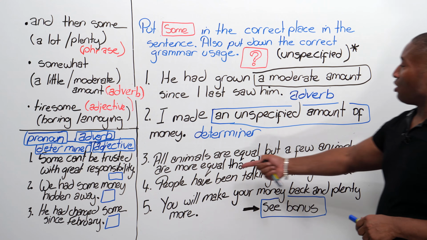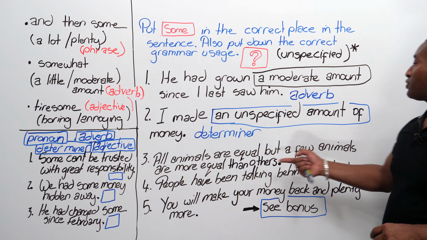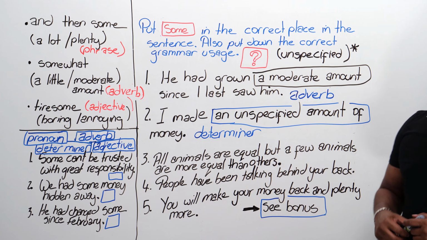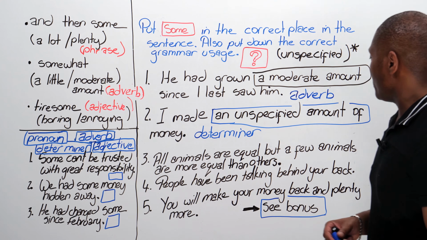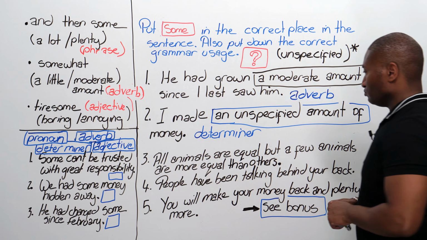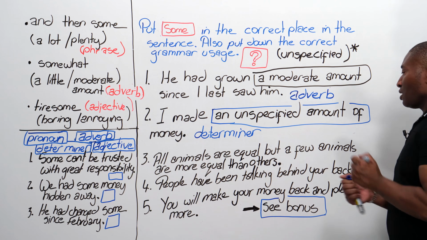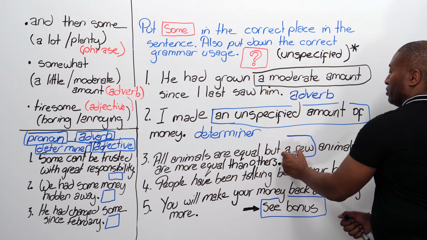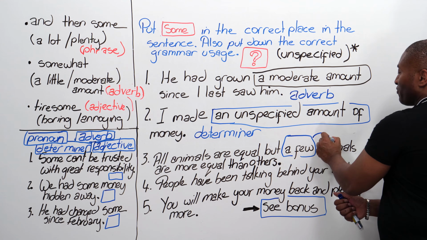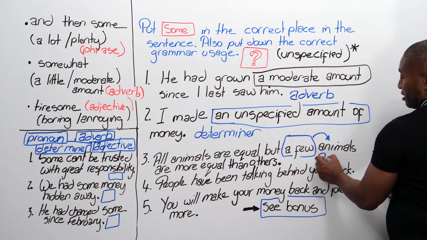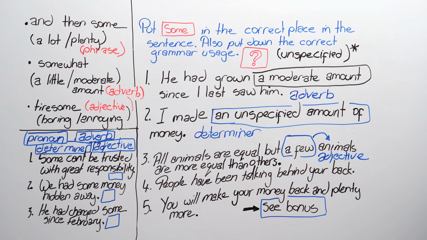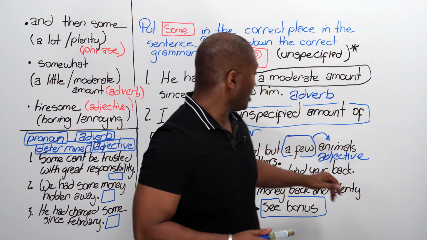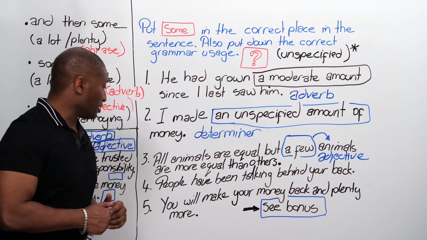For the third one, all animals are equal, but a few animals are more equal than the other animals. That was my George Orwell quote that I told you I really love, one of my favorite quotes. So what would we be talking about? That's right, a few. And in this case, a few is modifying the type of animal, so it would be an adjective, right? So it's a pronoun adjective, modifying this noun, telling you what kind of animals, some animals, right?